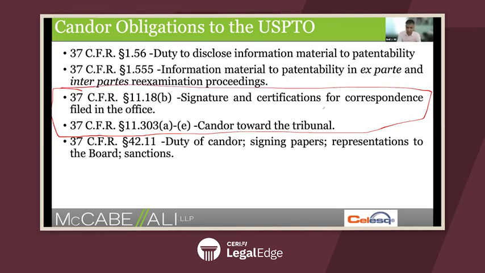So when we look at candor issues, we think of ABA Model Rule 3.3. Thou shalt not lie to the court. And I want to reframe that for a moment. Thou shalt not lie to the USPTO because the USPTO thinks it's a court. If you look at the definition of tribunal within the USPTO rules of professional conduct, it actually does include the USPTO.